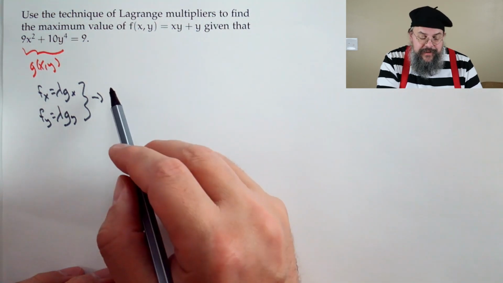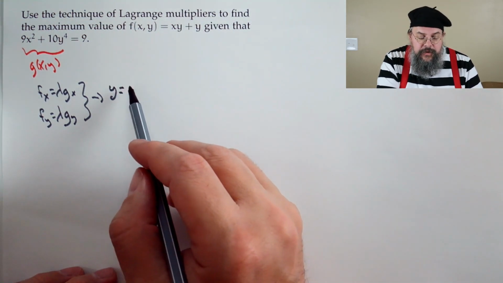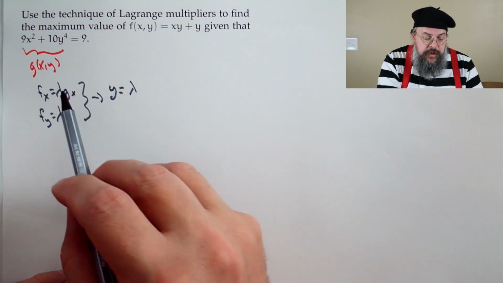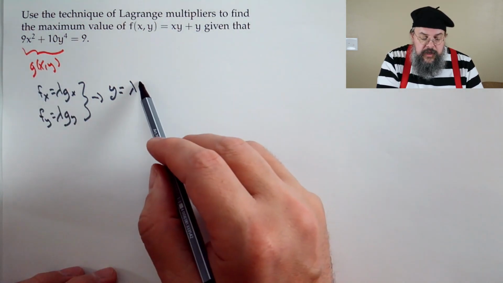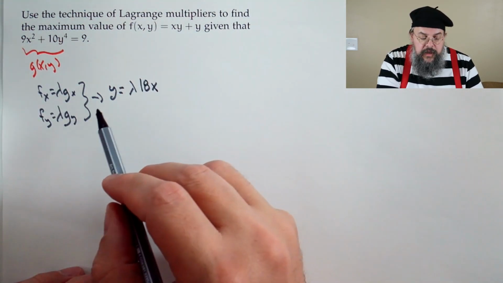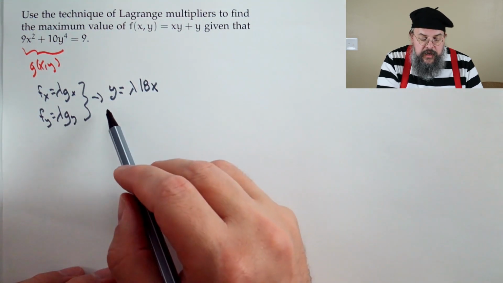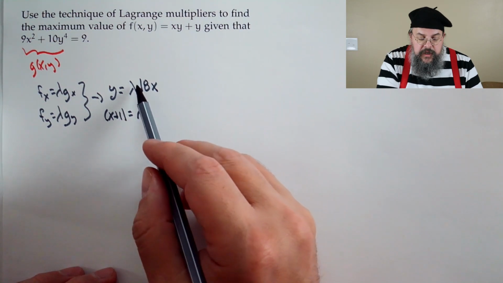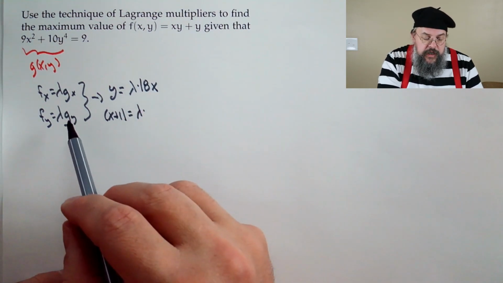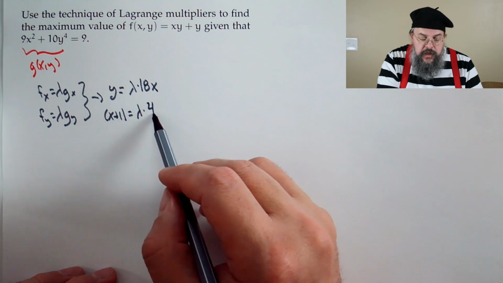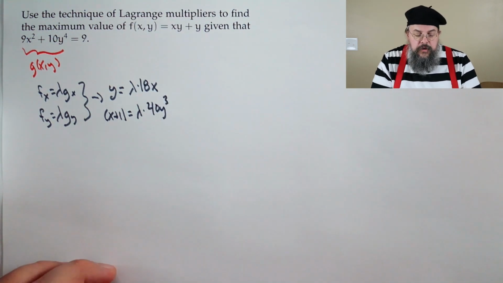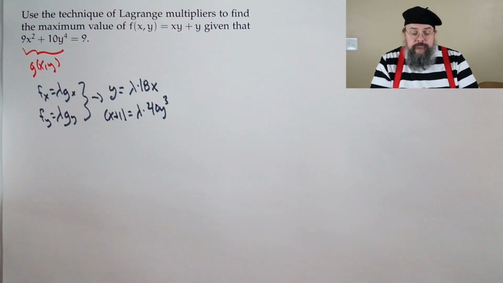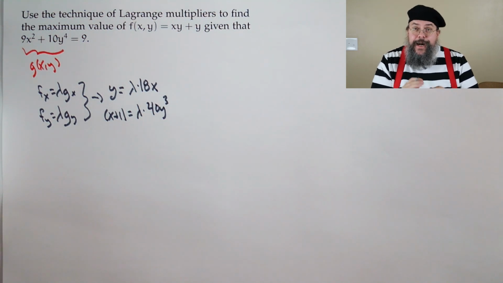Take the derivative with respect to x. You get y equals lambda g sub x, well, 18x. And on the other hand, f sub y, that's x plus 1 equals lambda, and g sub y would be 40y cubed. Well, not looking too good right now. I'm having my doubts.